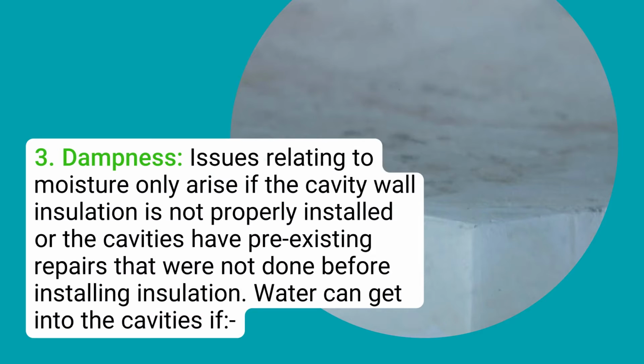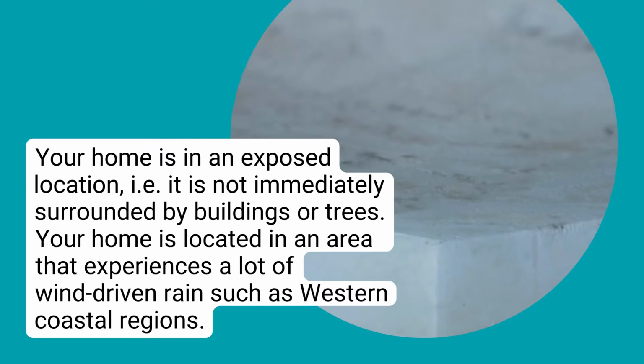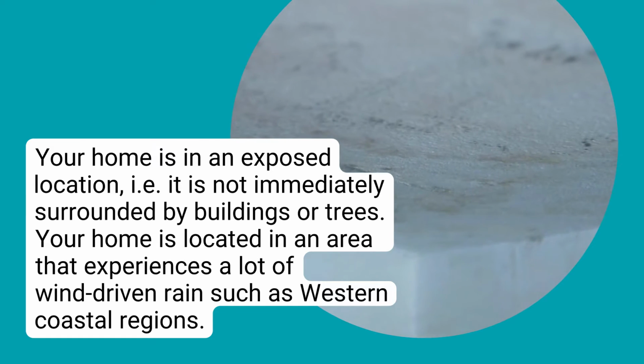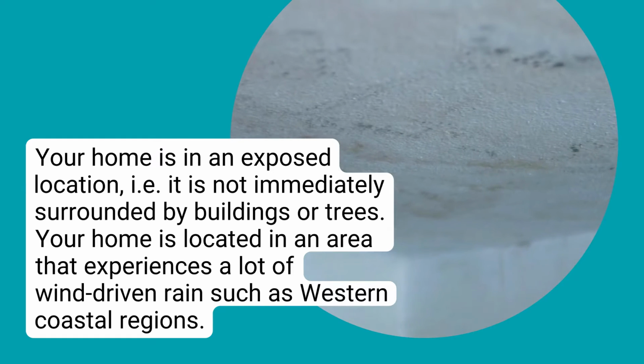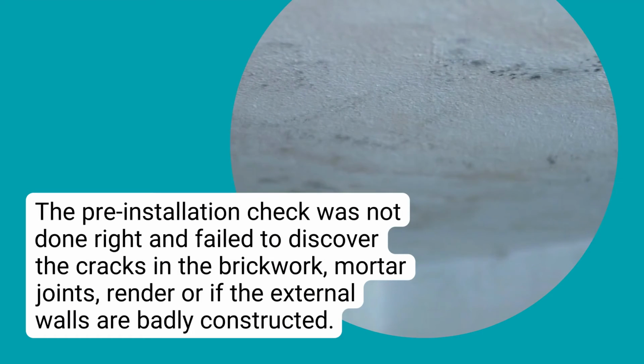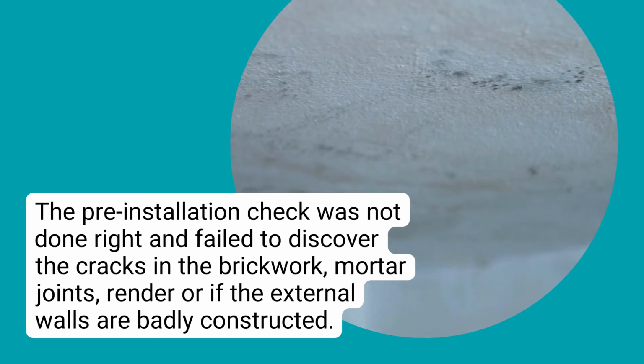3. Dampness. Issues relating to moisture only arise if the cavity wall insulation is not properly installed, or the cavities have pre-existing repairs that were not done before installing insulation. Water can get into the cavities if your home is in an exposed location, which means it is not immediately surrounded by buildings or trees. Your home is located in an area that experiences a lot of wind-driven rain, such as western coastal regions. The pre-installation check was not done right and failed to discover the cracks in the brickwork, mortar joints, render, or if the external walls are badly constructed.